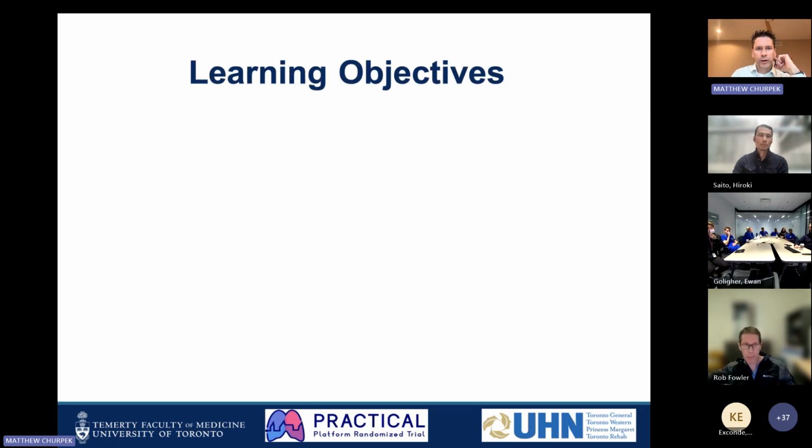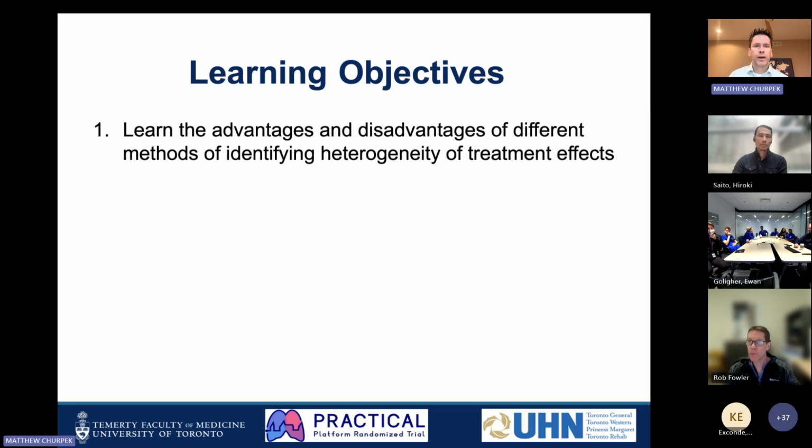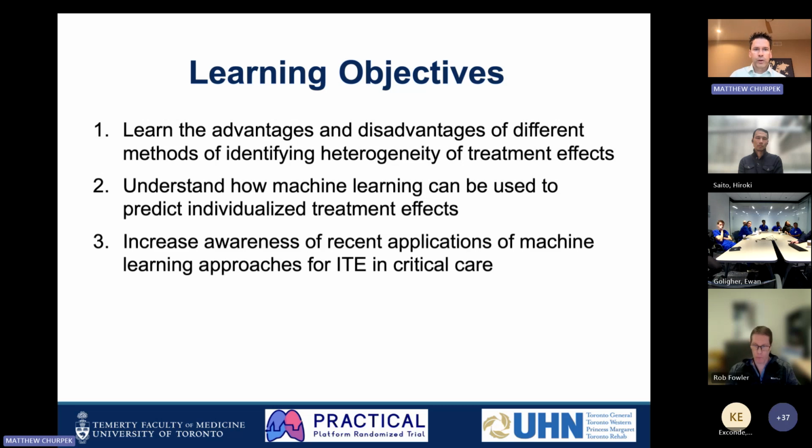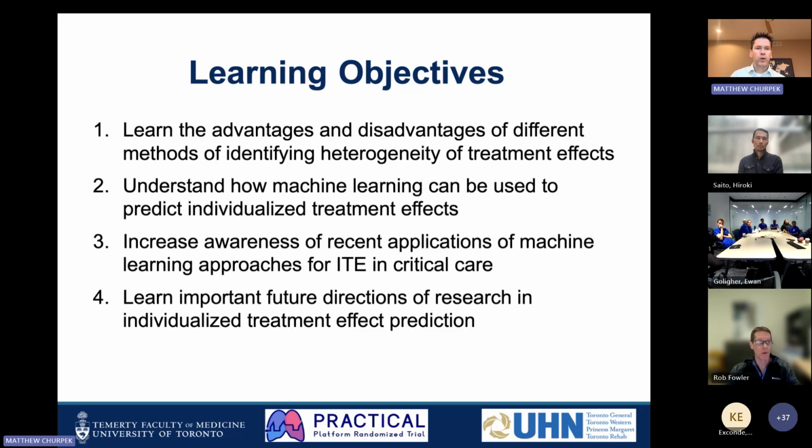The learning objectives for today are to discuss and learn the advantages and disadvantages of different methods for identifying heterogeneity of treatment effects in clinical trials, to understand how machine learning can be used to predict individualized treatment effects, increase the awareness of recent applications of machine learning approaches for ITE in critical care, and then learn important future directions of research in this area.